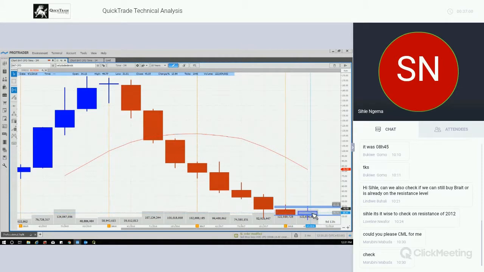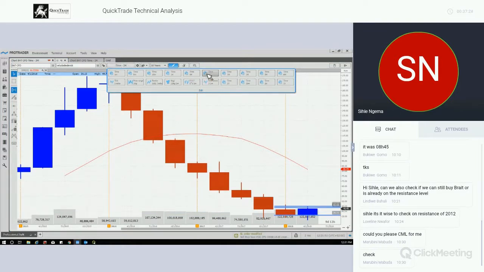quarter close. But this time it looks like at the end of June we're going to have a positive close to the second quarter of 2018. I don't know whether that is going to happen or not, but we'll keep an eye on it. We'll see on the last day of June where it closes.